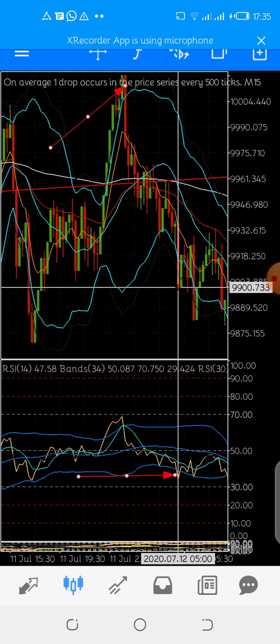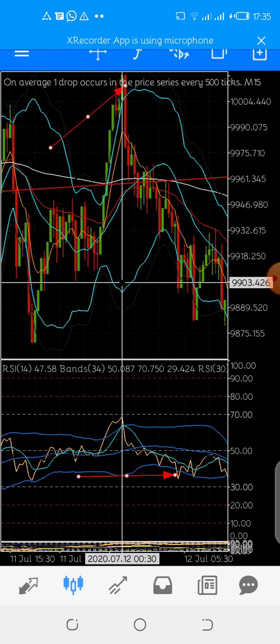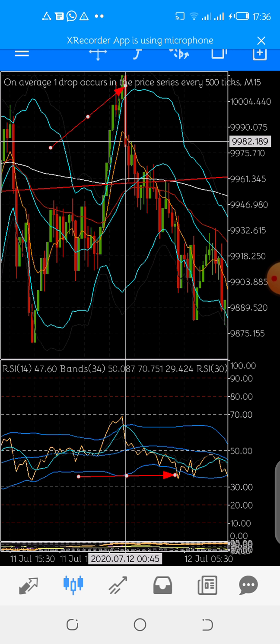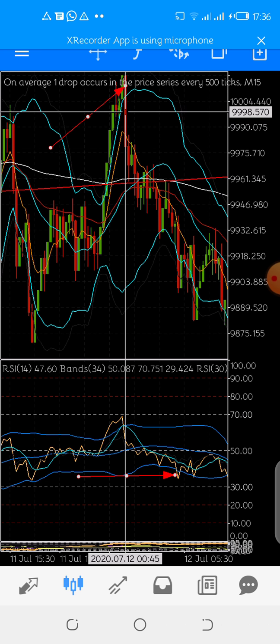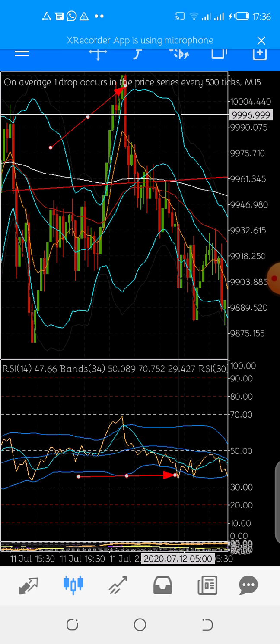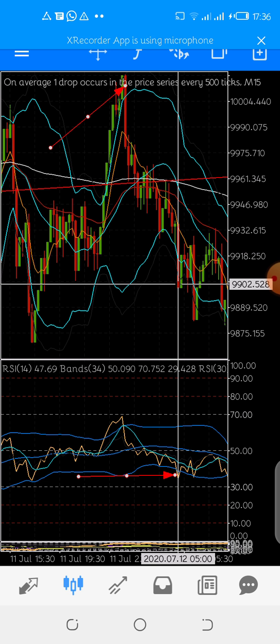Can you see all those pips? From here somewhere here, coming all the way down to here. Yeah, and that is basically like a 2-hour trade. Yeah, because every candle is 15 minutes. So basically that is a 2-hour trade.